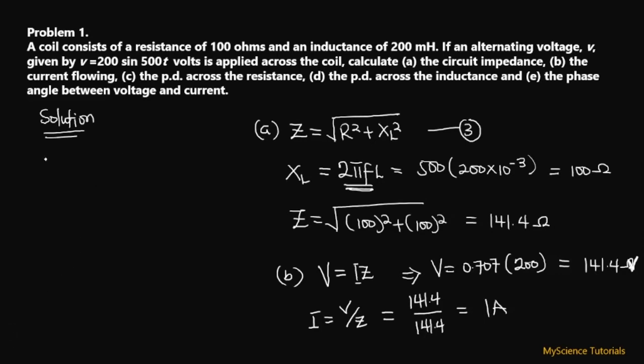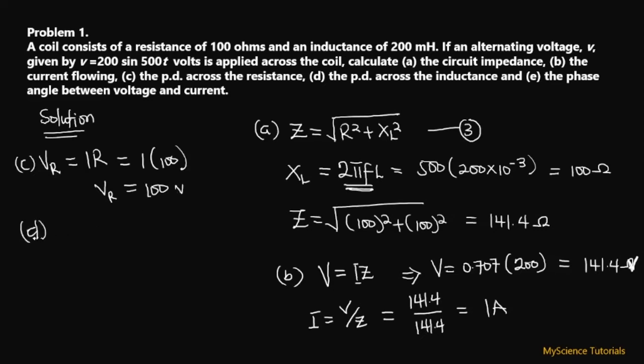All right, very good. So for C, we are to find the potential difference across the resistor. The potential difference across the resistor is denoted by VR, and it's equal to IR, just like in Ohm's law. So this is going to be equal to our current, which is 1, and our resistance, which has been given in the question to be 100, over here. So it means our potential difference VR is equal to 100 volts.